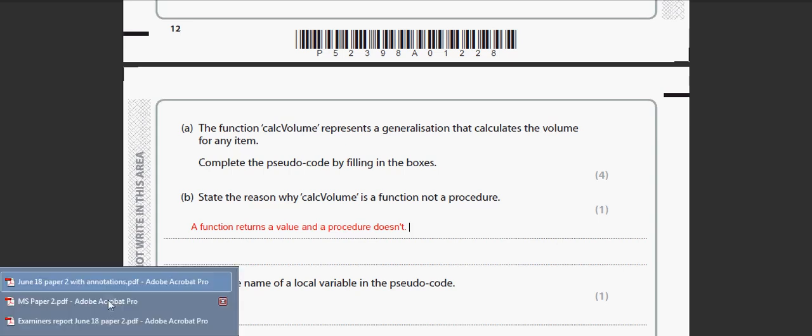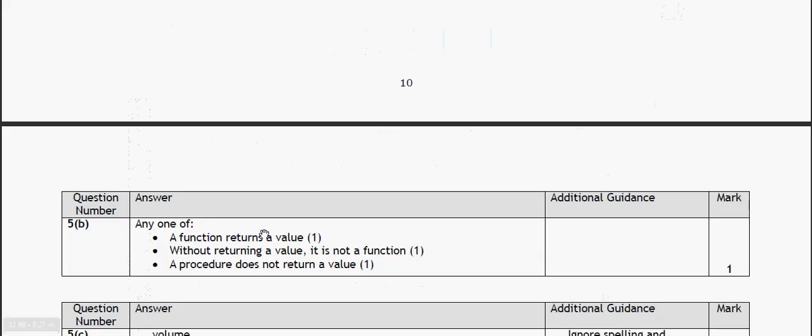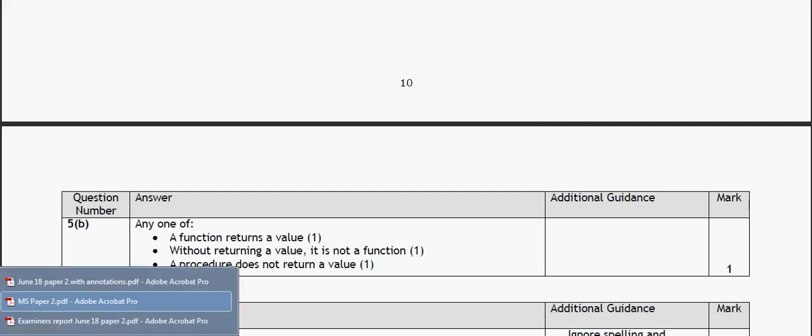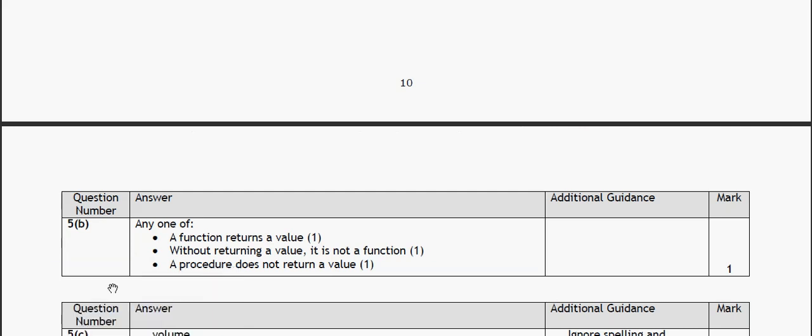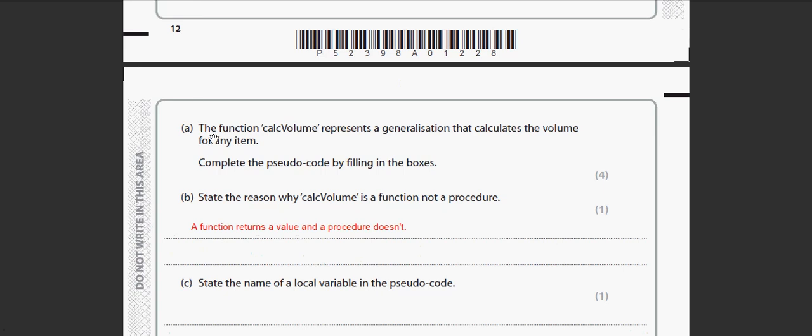What does the mark scheme say? Hopefully exactly that. A function returns a value. Without returning a value, it is not a function. A procedure does not return a value. Okay, we can't get any clearer than that. What's my function? Where's my value? Okay, let's hope you know that.